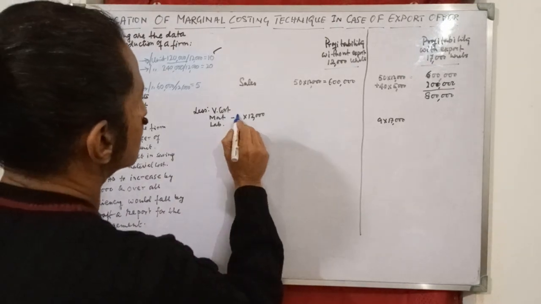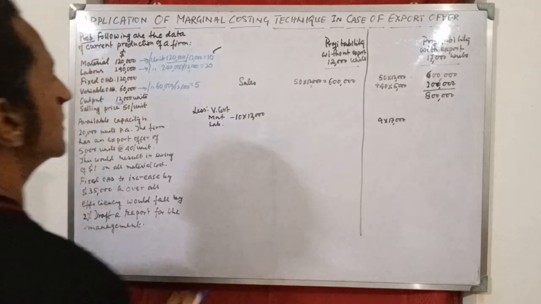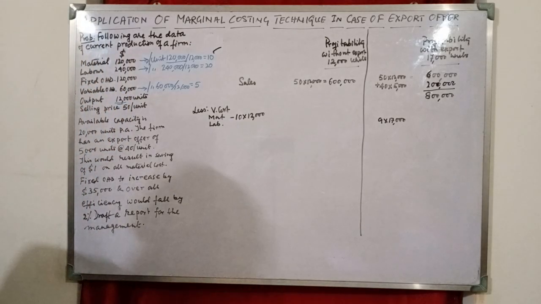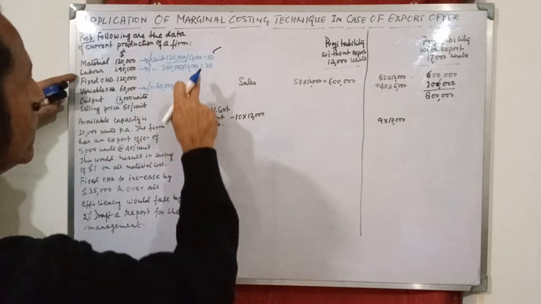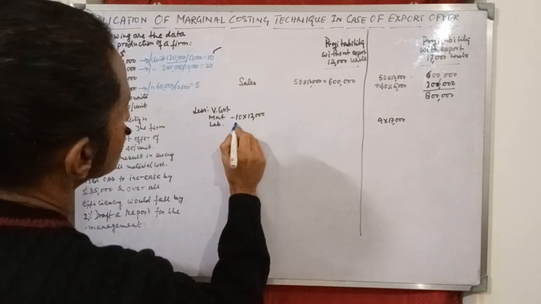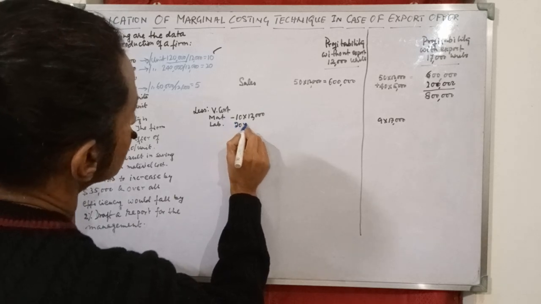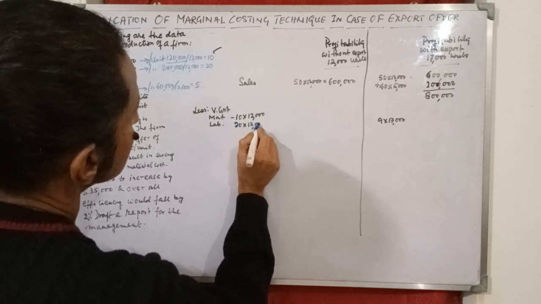Sorry, here will be 10. Domestic price is 10. Domestic cost of material is 10 per unit. And labor, what is the labor cost per unit? 20. So here it will be 20 into 12,000.